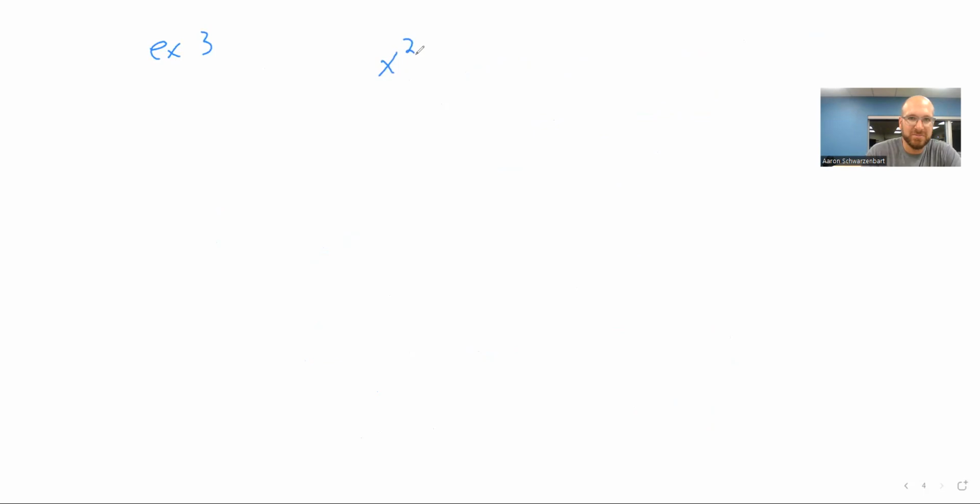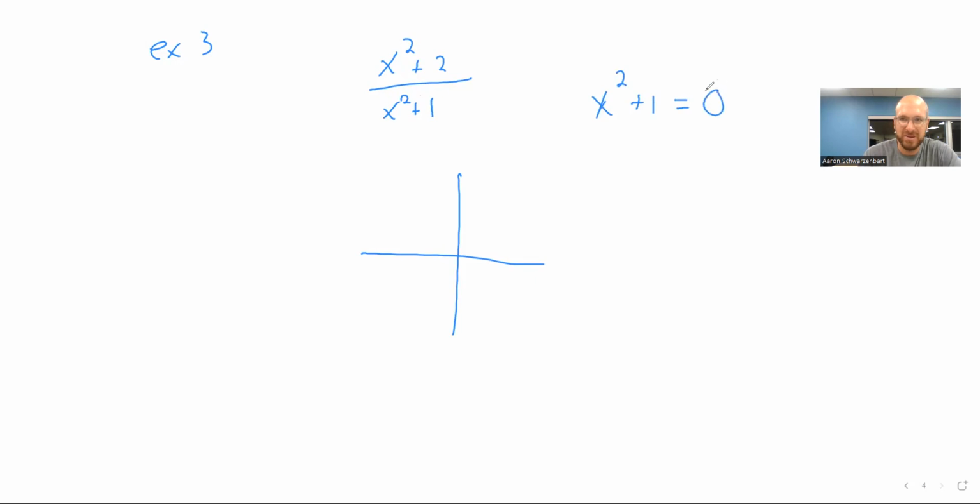We have x squared plus 2 over x squared plus 1. So again, I'd look at what I was doing with vertical asymptotes. I don't have any because x squared plus 1 is never equal to 0. There's no real number that I can put in for these graphs. I'm only looking at real numbers to get 0. I can do a horizontal asymptote trick and realize that it's going to be 1. So I've got a horizontal asymptote here at 1.